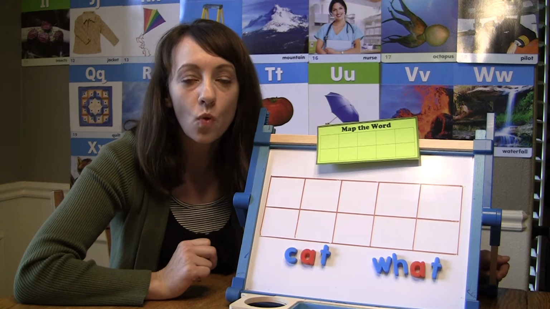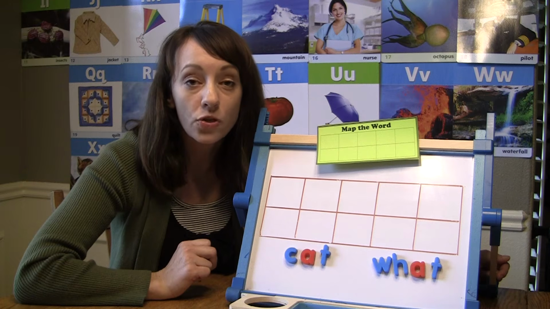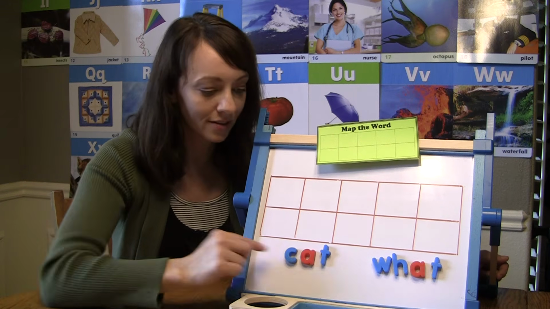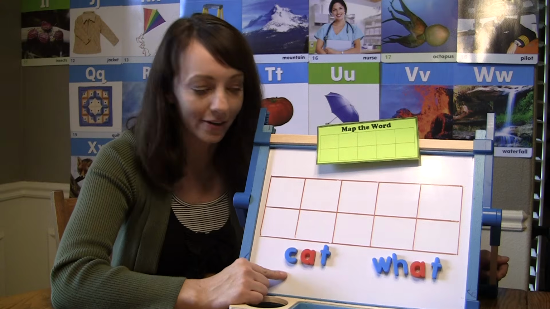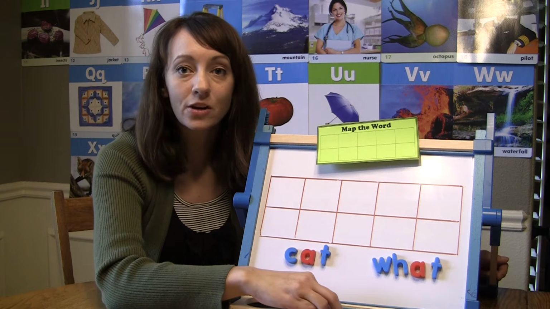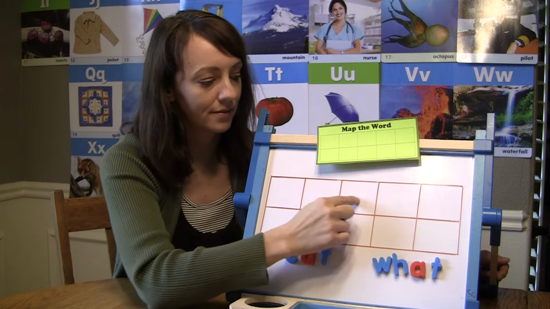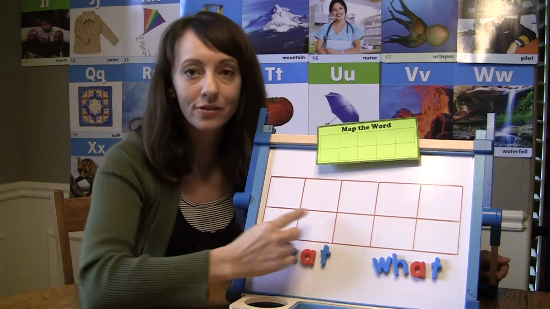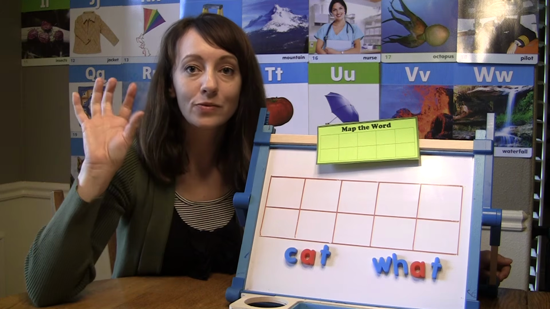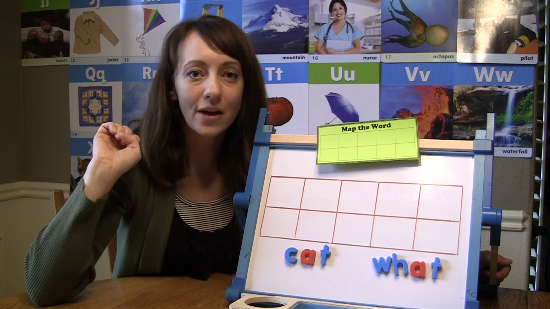Let me show you one way to help your students orthographically map their words. Let's start with a phonetically regular word like cat. The first thing you're going to do is tap it, map it, and then you're going to graph it. When you tap it, you're going to say each sound in the word.